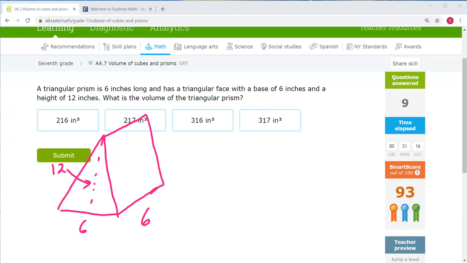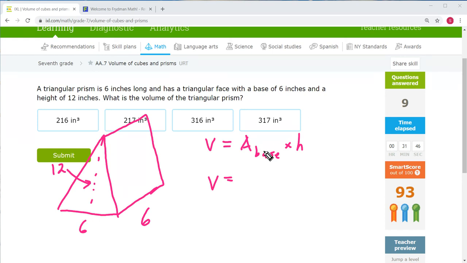So that's what this one looks like. This question is asking us for the volume, which means we're not going to have to do inverse operations on both sides. And you'll see why in a minute. So we do not know what the volume is for this problem. That's what IXL is asking us for. What is the volume of the triangular prism? So we're going to leave this as a V.